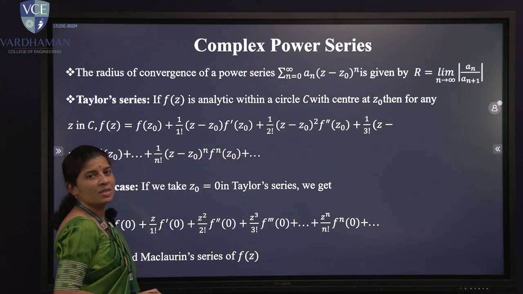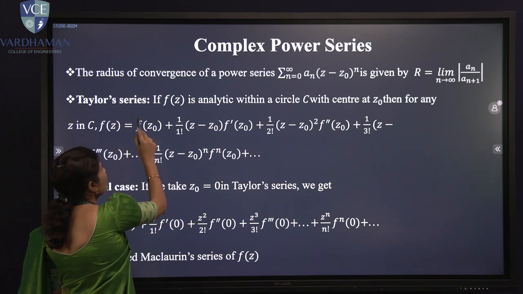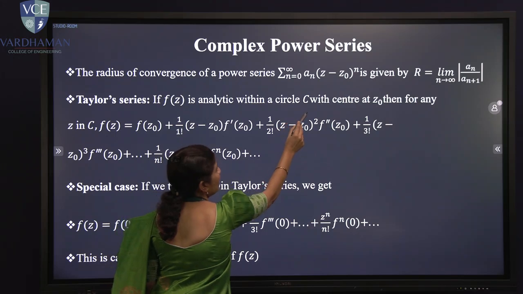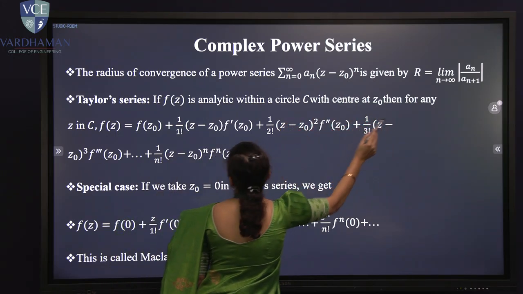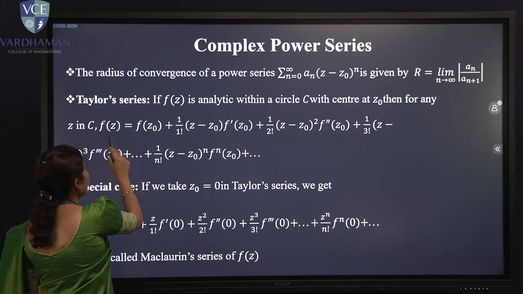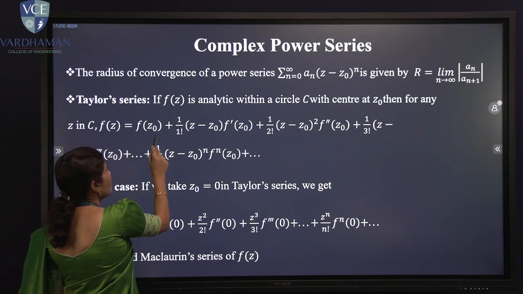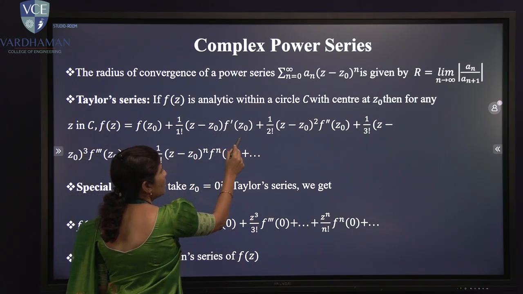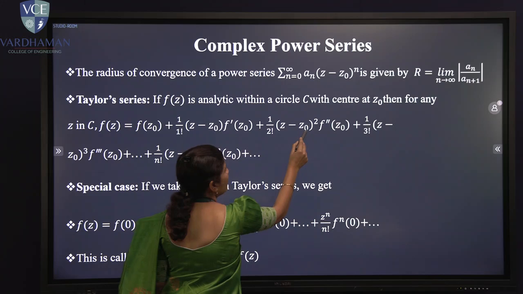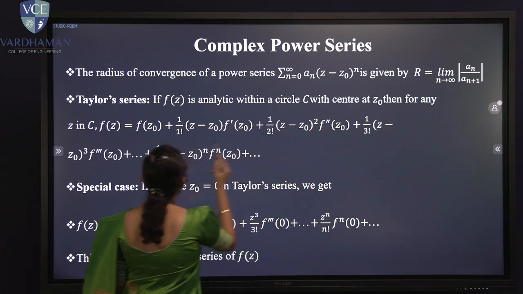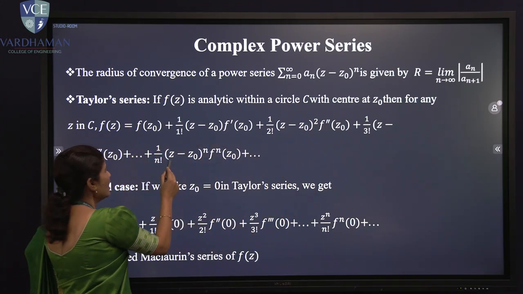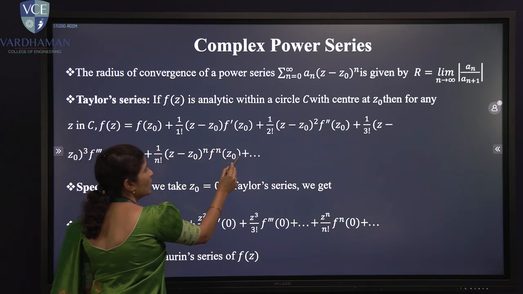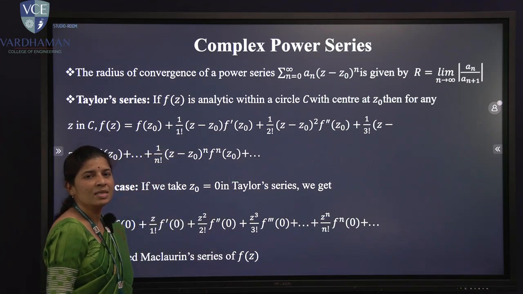In this complex power series, first we will discuss the Taylor series. In the Taylor series statement, if f of z is analytic within a circle C with center at z naught, then for any z in C, the expansion is f of z equals f of z naught plus 1 upon 1 factorial (z minus z naught) f dash of z naught plus 1 upon 2 factorial (z minus z naught) whole square f double dash of z naught plus so on, up to 1 upon n factorial (z minus z naught) whole power n f power n of z naught plus so on. This is the Taylor series expansion.